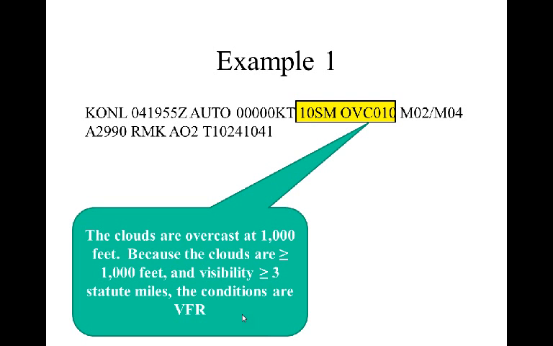Now in this particular case, the visibility is well above 3 miles, which would fall into the VFR category. And we also see that with a 1,000 foot overcast deck, our ceiling is at 1,000 feet. And therefore, this observation is a VFR observation because it is greater than or equal to 1,000 feet and greater than or equal to 3 miles visibility.